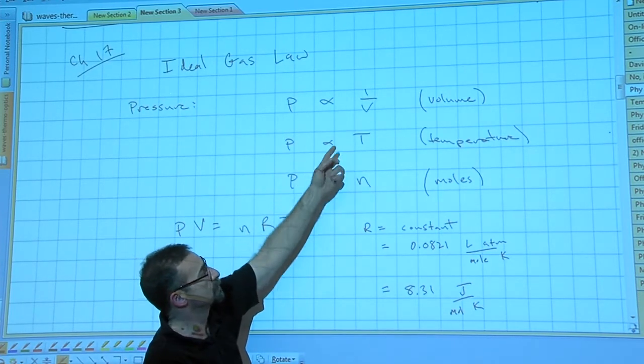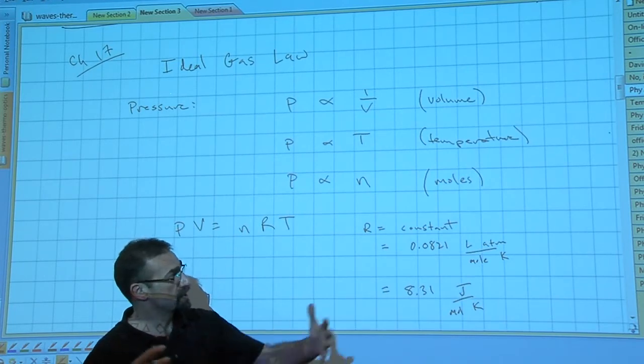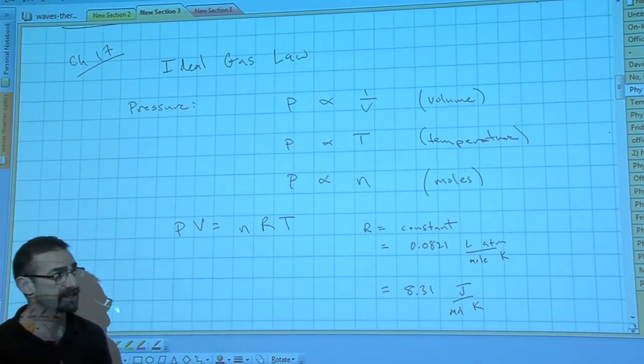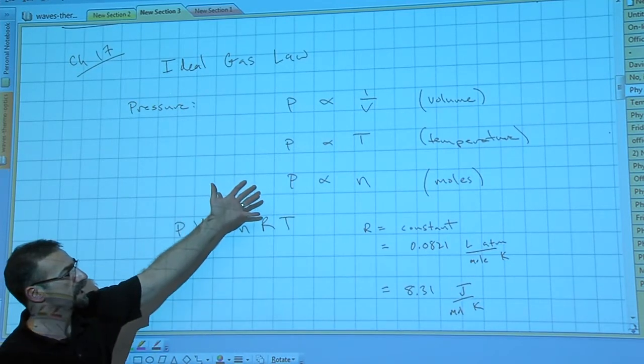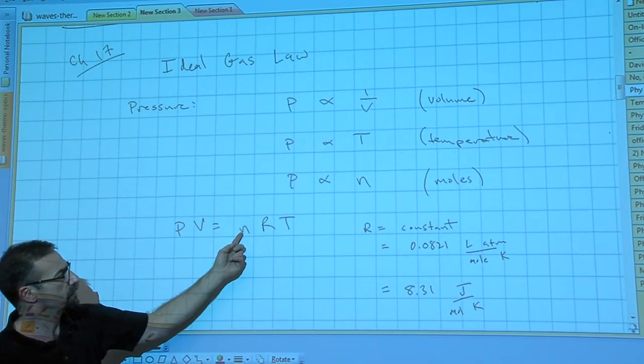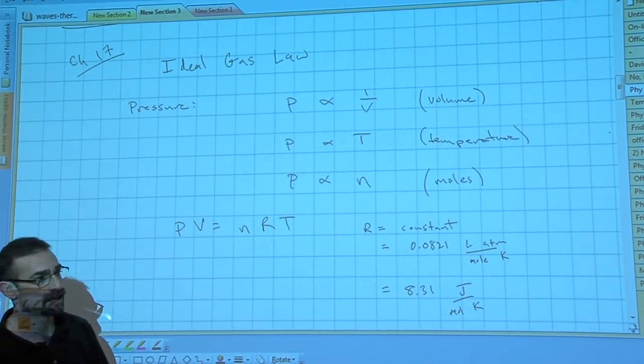And it's going to be inversely proportional to the volume of the container, because the bigger the volume is, the more spread out the gas molecules are, and the less collisions they make with the walls of the container. So we put that all together, and we get the pressure times the volume is proportional to the number of moles times the temperature, and R is our proportionality constant.